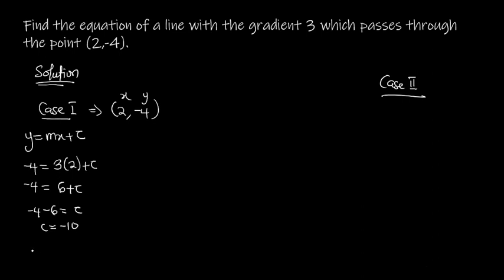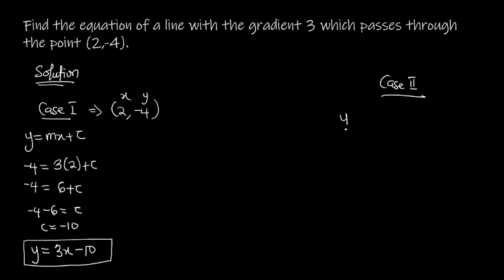So I can now substitute that back into the equation. My equation will now be y is equal to my m, which is the gradient, 3x, and my constant c is -10, so it becomes minus 10. So this becomes my equation of the straight line.